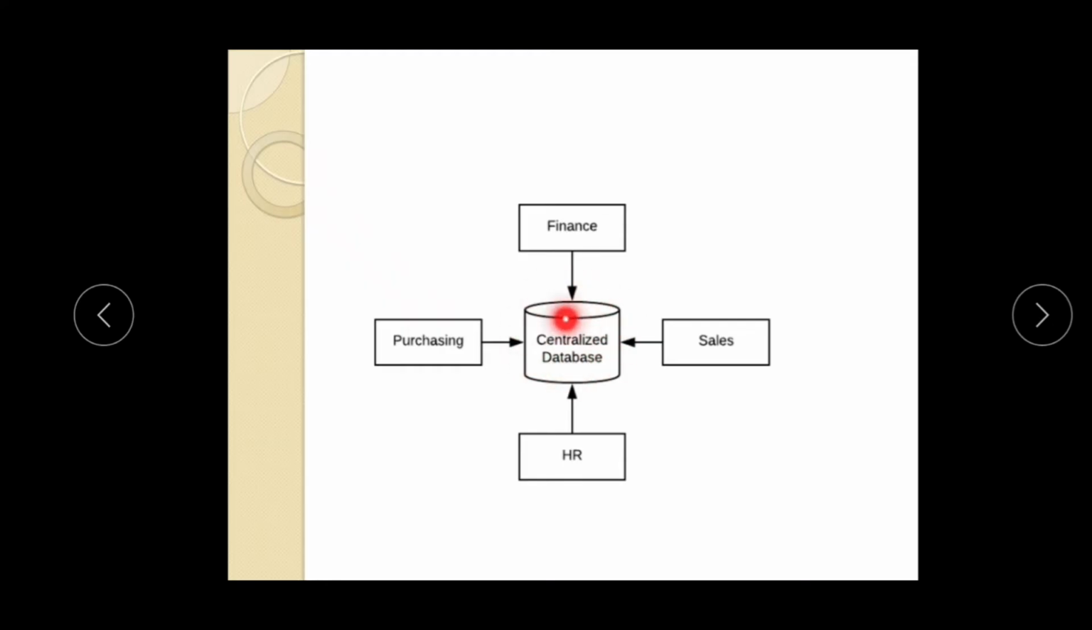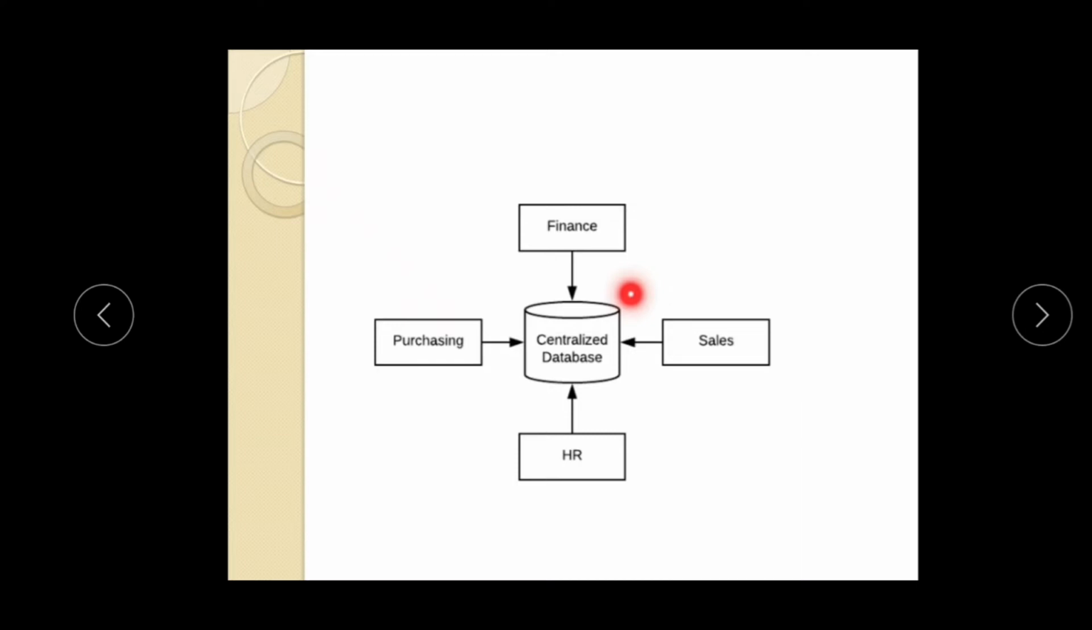This centralized database can be accessed by many terminals or many systems. Take an example of a financial company, which has a centralized database and various departments like finance, purchasing, HR, and sales. All these departments will be accessing the single database. Each department will not have a separate database.